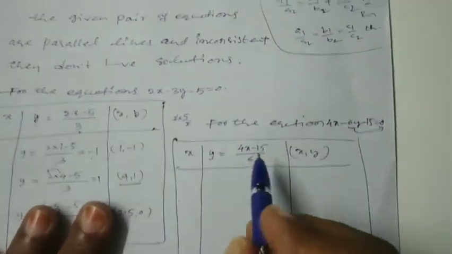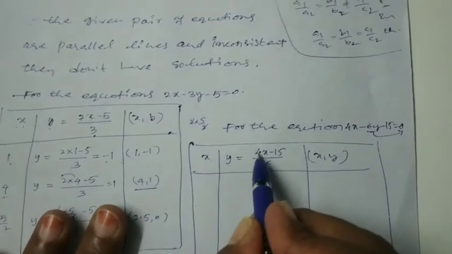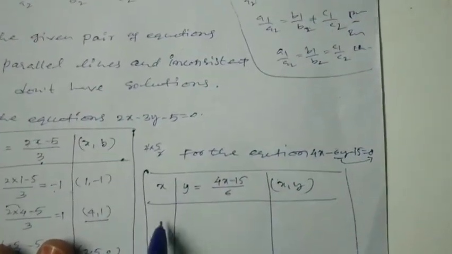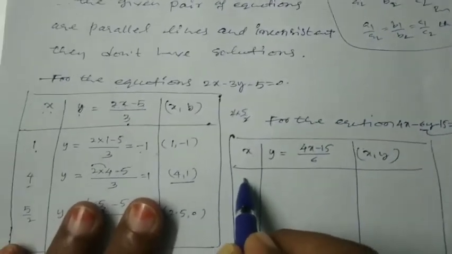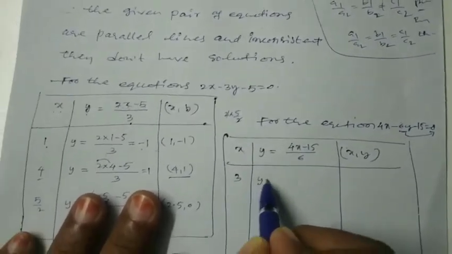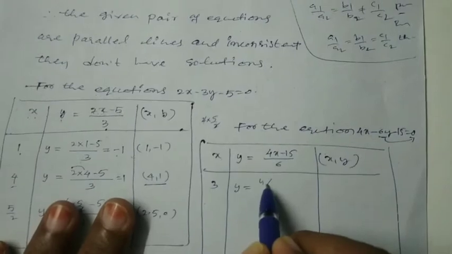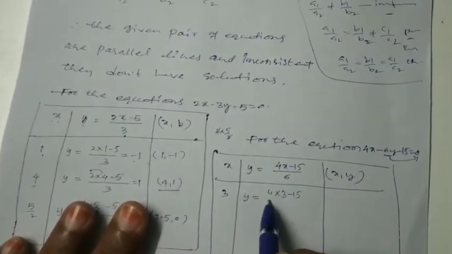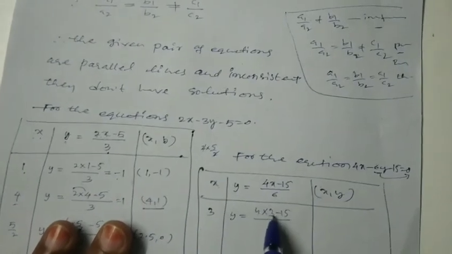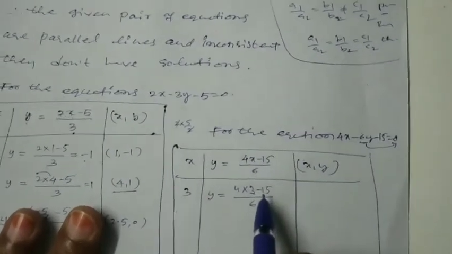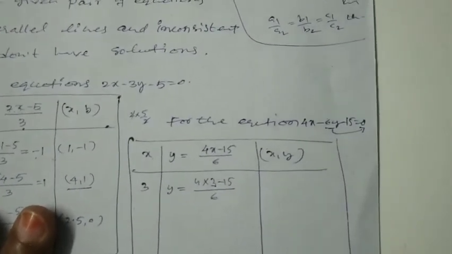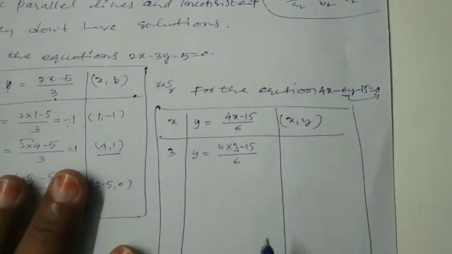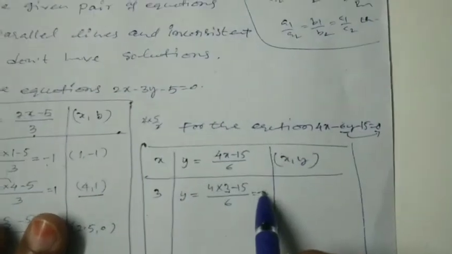X values, any we can take. Now we are going to take x equal to 3. y equals 4 into 3 minus 15 by 6. 4 3s are 12, 12 minus 15 equals minus 3. Minus 3 by 6 equals, 3 ones are 3, 3 twos are 6, minus 1 by 2, children. Minus 1 by 2 means minus 0.5.